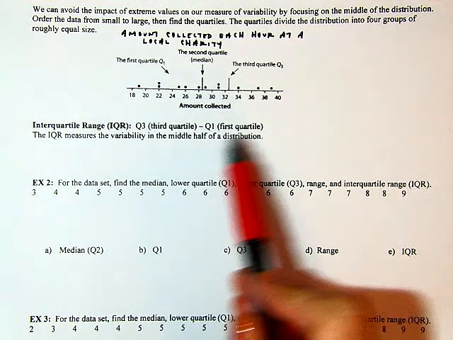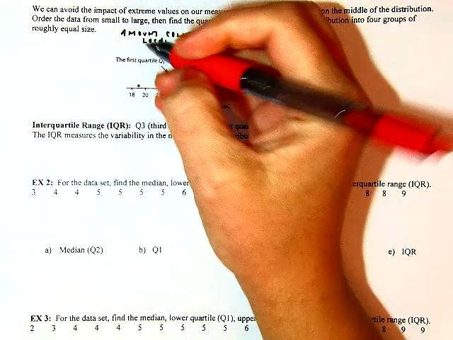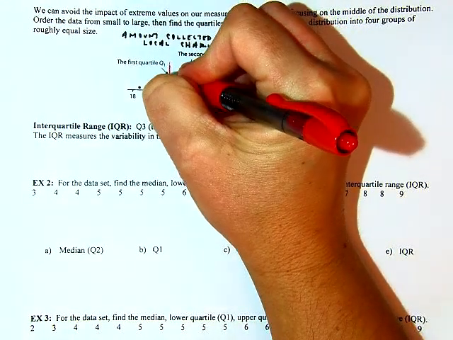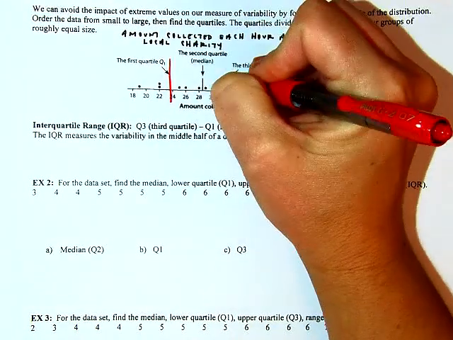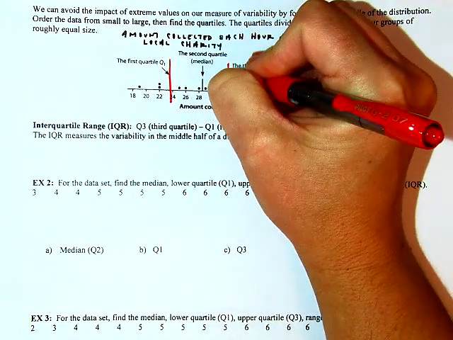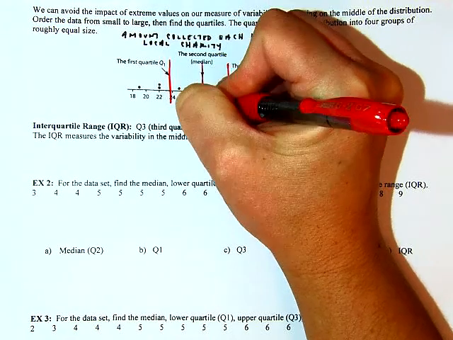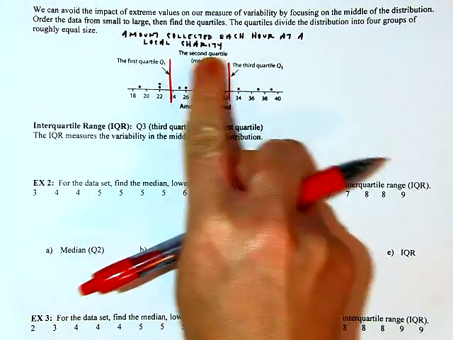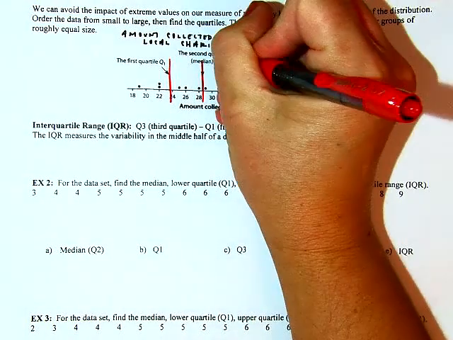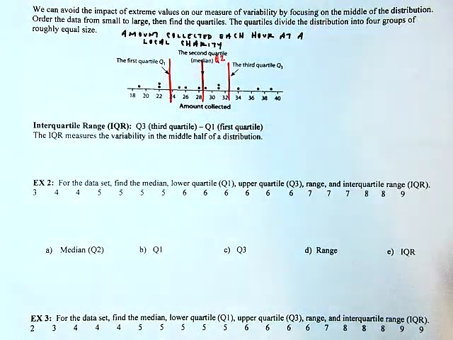So here we're looking at this distribution. We're looking at the amount collected each hour at a local charity. So we have right here is our first quartile. Let me draw in where it's saying that falls. So first quartile about right here. Third quartile, make sure we can see that right there. And then here is our median. That's our second quartile. So we often use Q1, Q2, and Q3 for those values. Let me put Q2 here so you can see it as the second quartile.